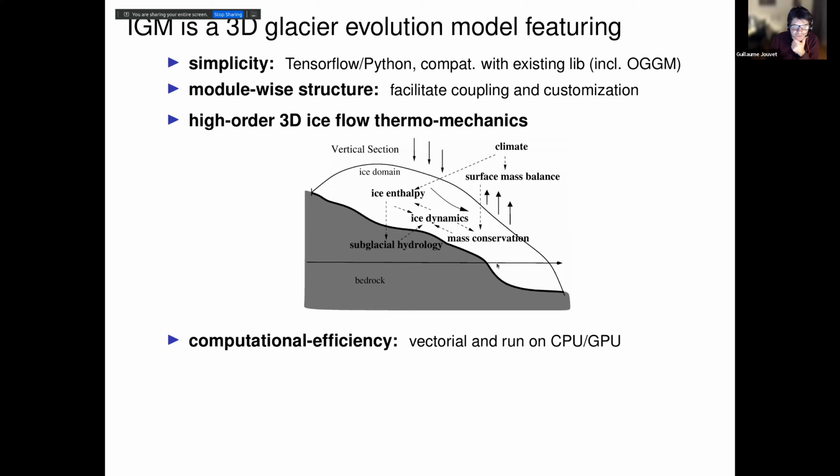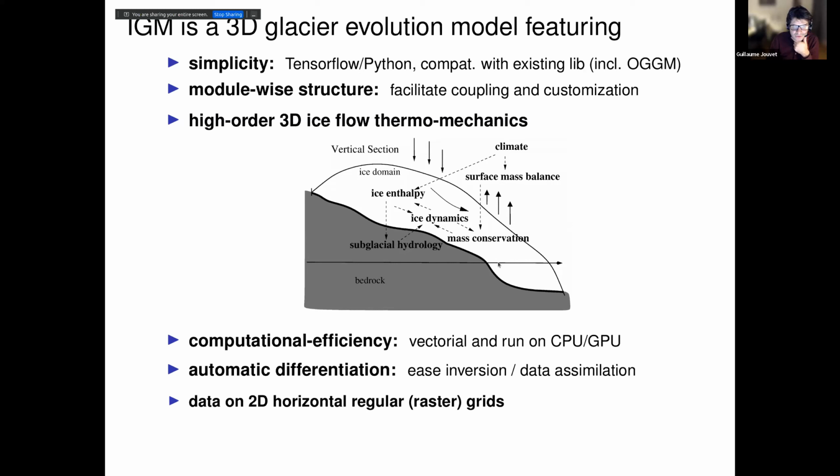Okay, so the computational efficiency is very important, because all of these run vectorized on CPU and GPU. And again, we take advantage of automatic differentiation. It's also good to mention that all the data are presented on a 2D horizontal raster grid. That's the main assumption behind IGM, and so there is no real way of doing any mesh refinements.